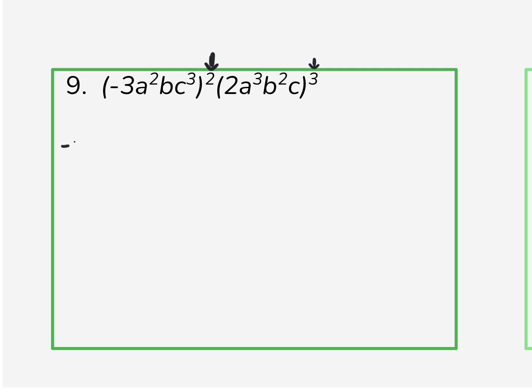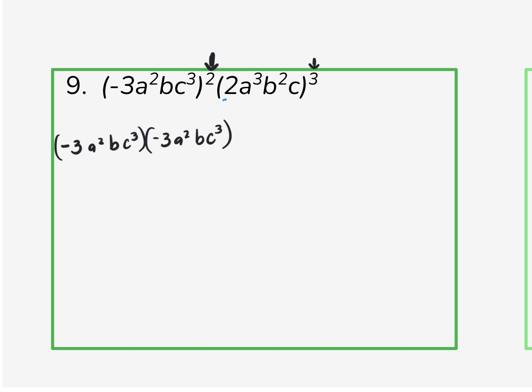So I'm going to say negative 3a squared bc to the third. And then I'm going to do that one more time. So negative 3a squared bc to the third. Okay, and then we're going to do that second set of parentheses, and I'll change colors here so you can see that we're changing.